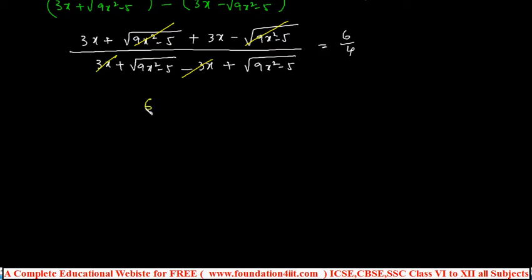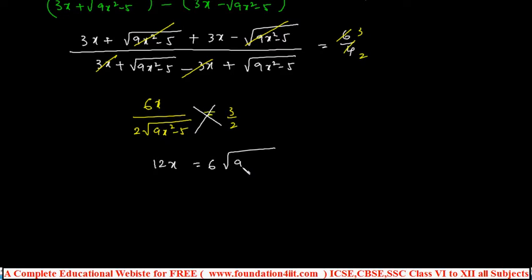Now the remaining you can simplify. That is 6x by 2 times √(9x² − 5) equals 6 by 4, which is 3 by 2. We cancel this, then just do the cross multiplication, because we need to find x. 6x into 2, 12x, equals 3 twos are 6 into √(9x² − 5). Even you can cancel like this, 6 ones are 6, 2. So finally 2x = √(9x² − 5).